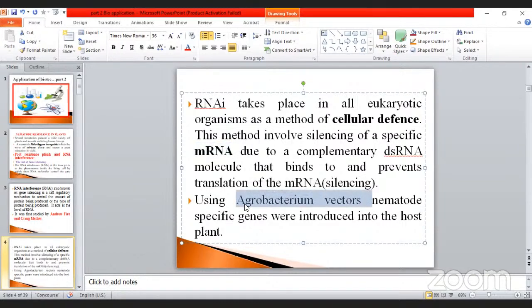Agrobacterium, already you know about this. This is very, very important. Agrobacterium tumefaciens is one of the vectors, secreting a tumor-inducing molecule, and it is mostly found in plants. Crown gall effect, all those things we already studied. Using Agrobacterium vectors, nematode-specific genes were introduced into the host plant. So this is also another one.